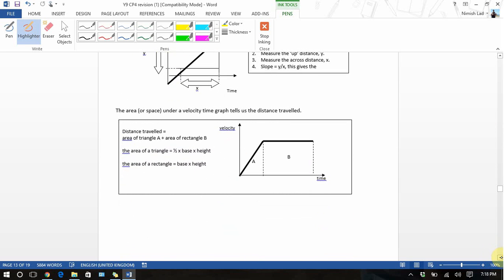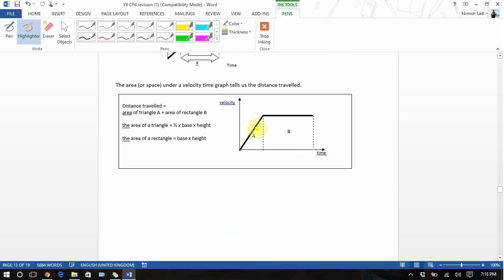If you have a velocity time graph like so, and you figure out the area under the graph, so there's two shapes here, the area under the graph will tell you the distance travelled. So it's a triangle. If you multiply that time by that velocity and then divide it by 2, that will tell you the distance travelled under part A. And if you times this time by this velocity, you figure out the distance travelled there. So that tells you the overall distance travelled in A and B if you added those two together.